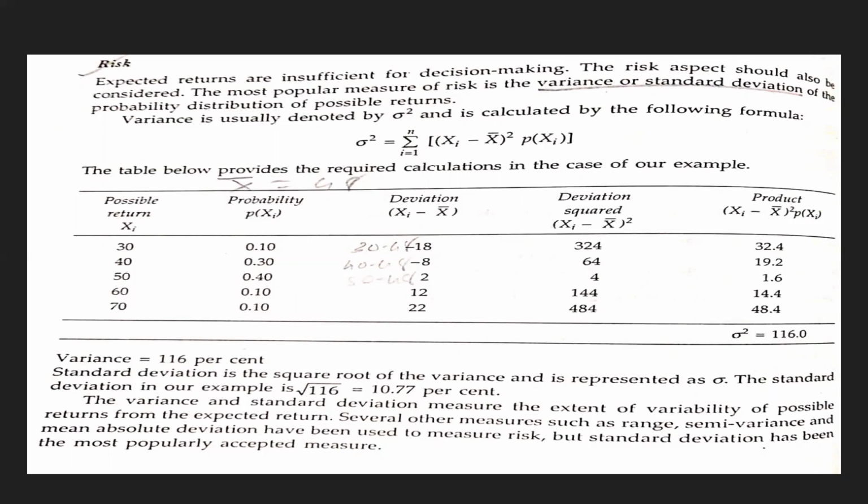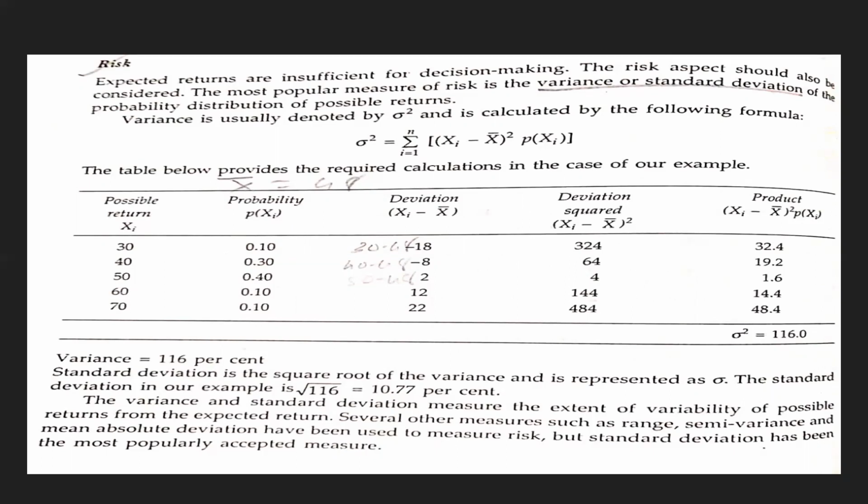To calculate the expected return, you already know. We have already calculated the expected return as 48% in the previous question. So keep that in mind. This is just a continuation of that question. See, the possible returns are 30, 40, 50, 60, 70. The probabilities are 0.10, 0.30, 0.40, 0.10, and 0.10.